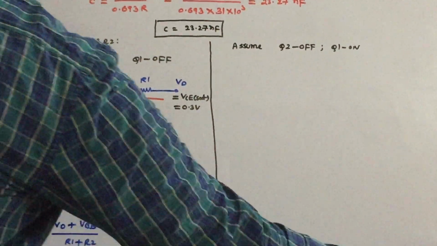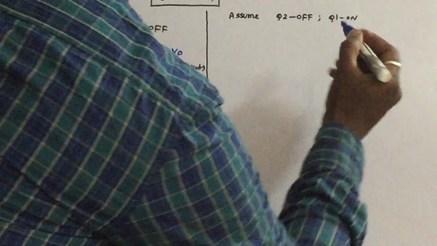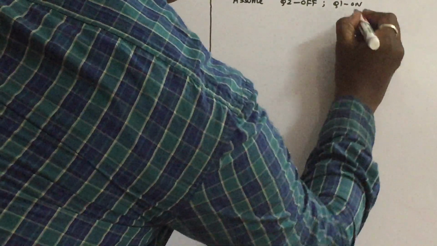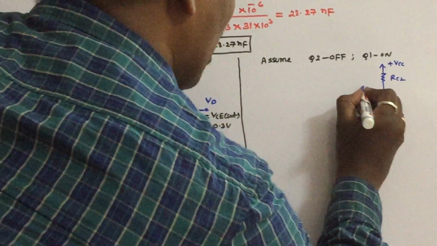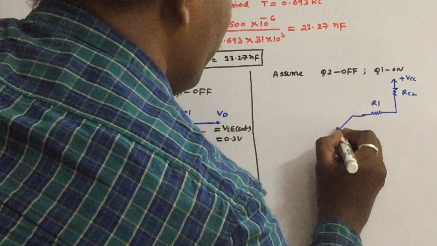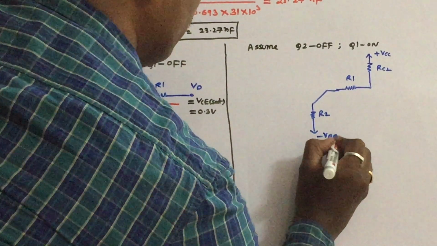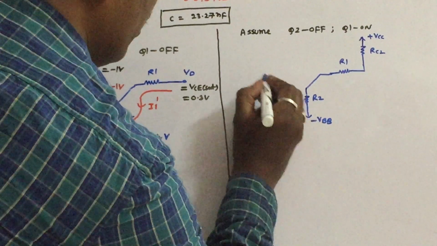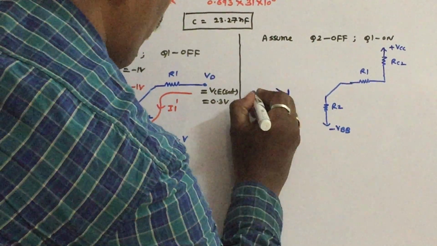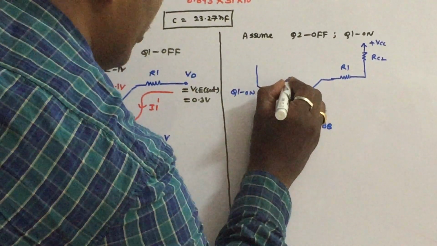To find out R1 and R2, we have the relation between R2 and R1 from earlier. So let us draw the very simple circuit. This is the plus VCC. This is the RC2 value. This is R1. This is the resistor value R2. This is minus VBB. This transistor Q1 is turned into on condition. So this base is directly connected, therefore this node voltage is VA.